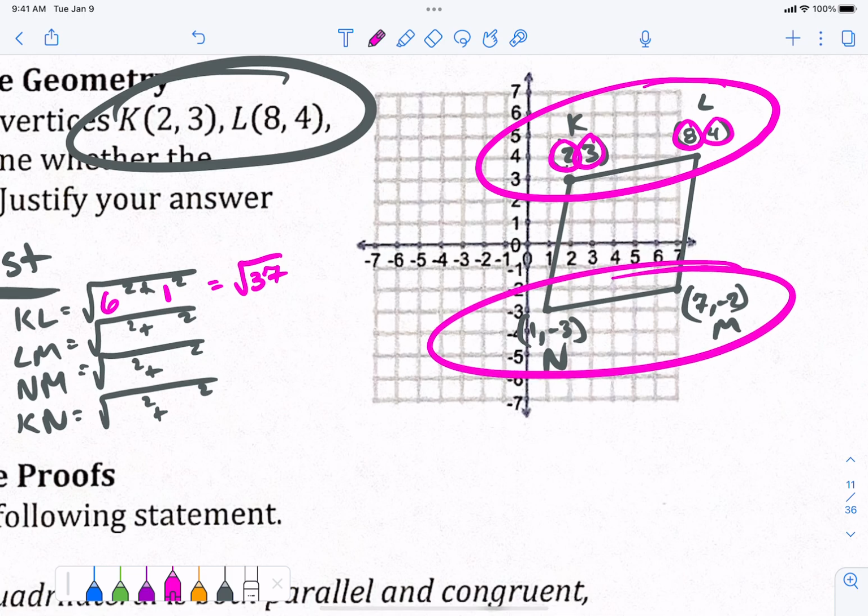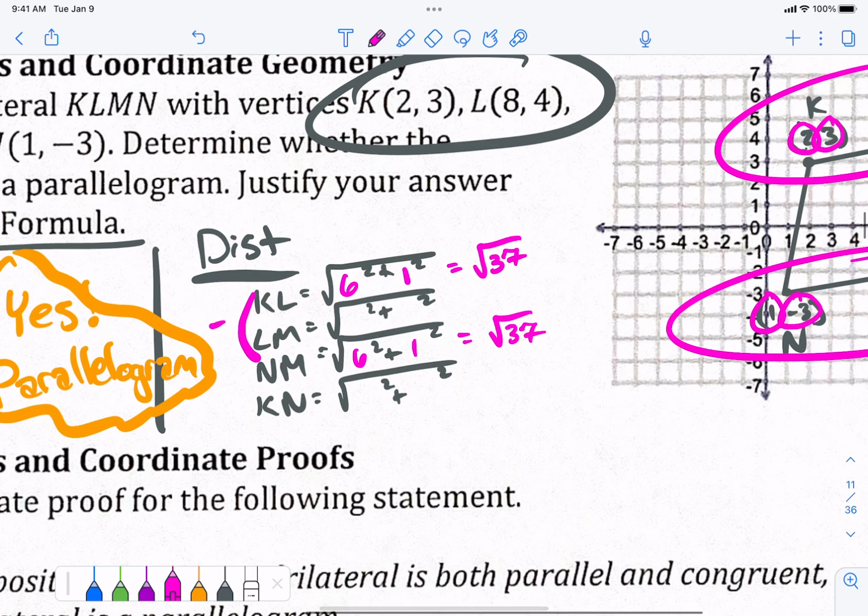I want the bottom one to also be the square root of 37, so I'm gonna skip down to that one. From 1 to 7 is 6, and from -3 to -2 is 1. Is that the square root of 37? You betcha. So those are the same length. So they're not parallel, they are congruent.